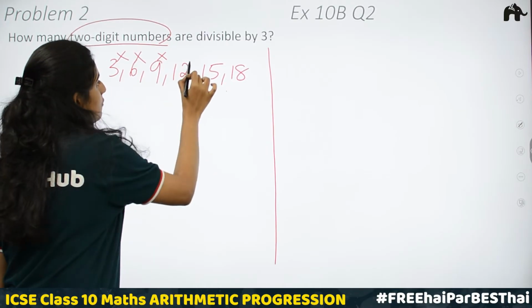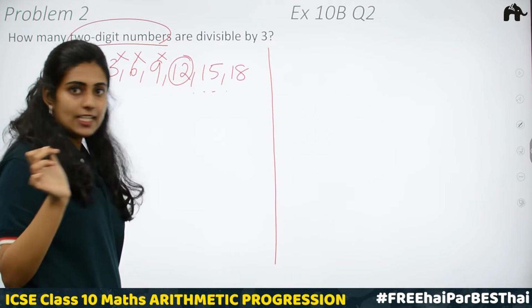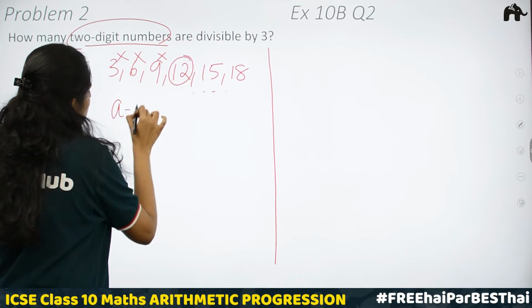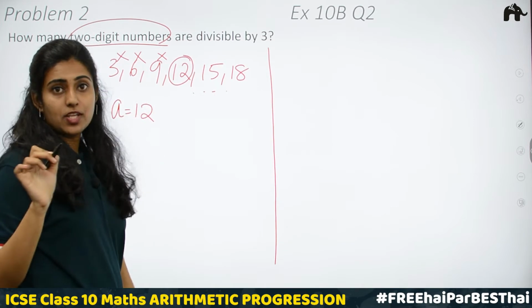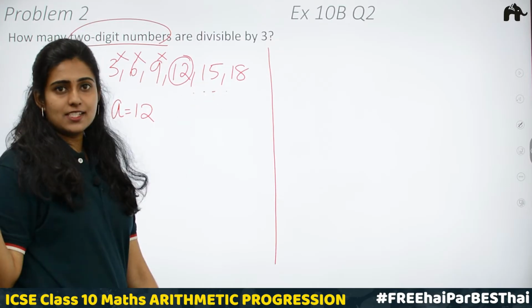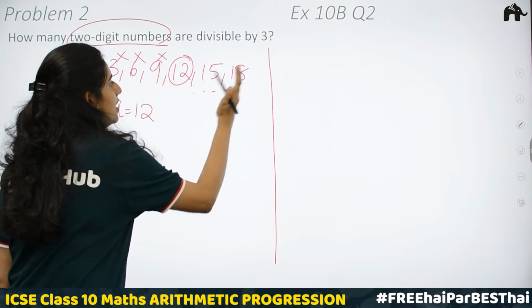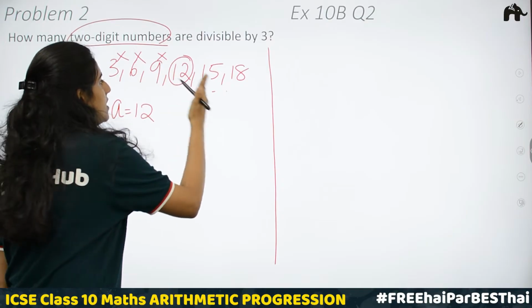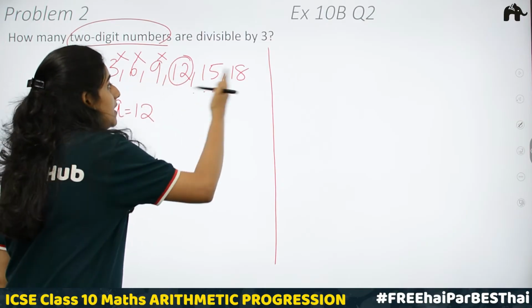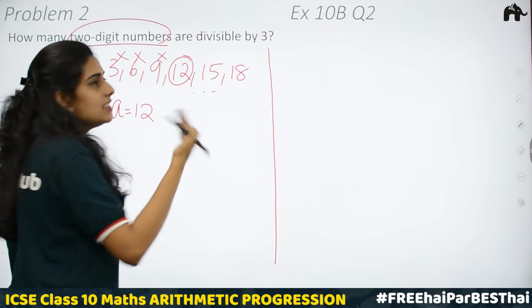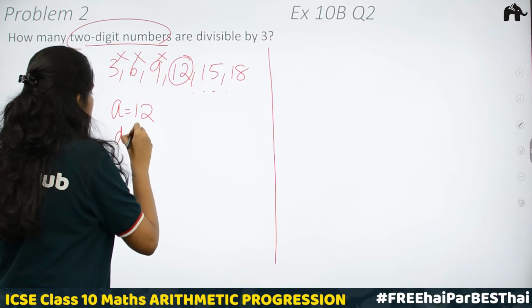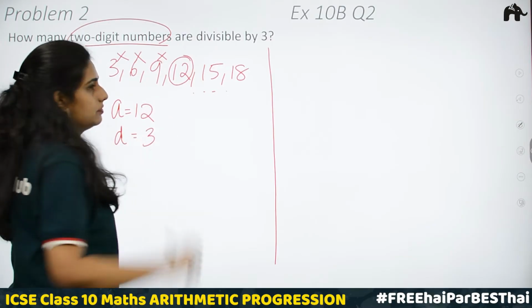Then the first term will be 12. Yes, A is equal to 12. What is the common difference in this case? We are adding 3 with each term. 12 plus 3 is 15. 15 plus 3 is 18. We are adding 3, which means the common difference D is equal to 3.